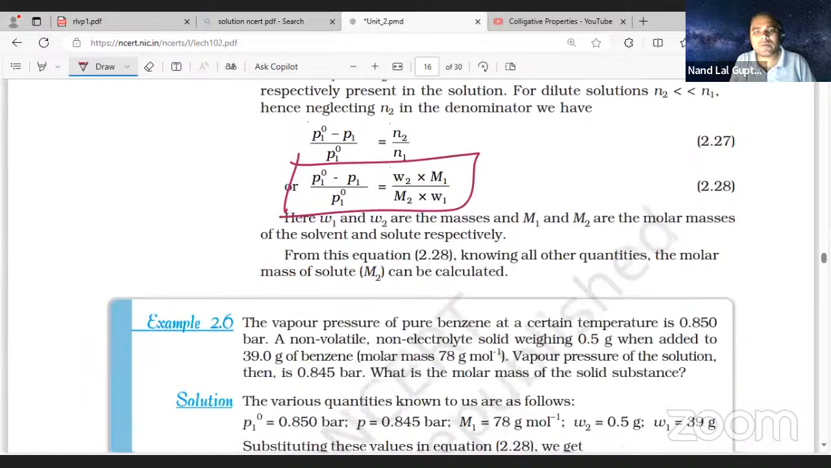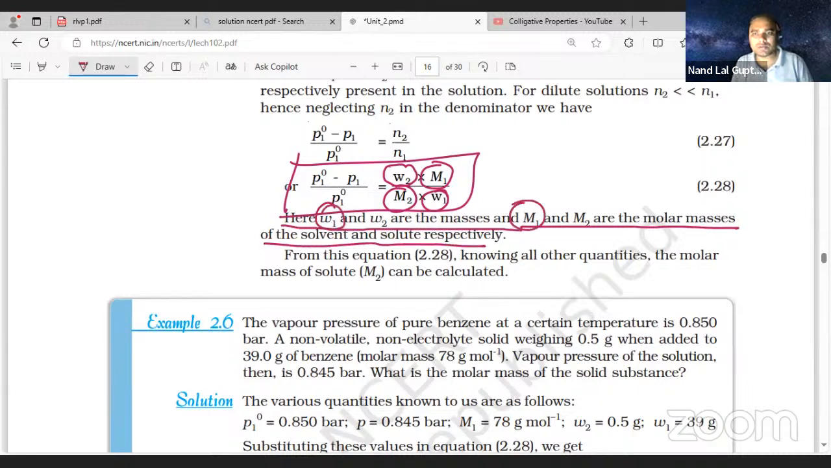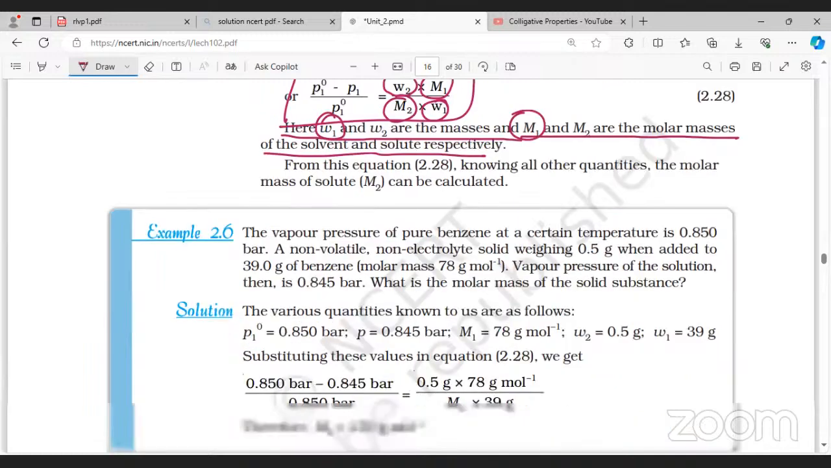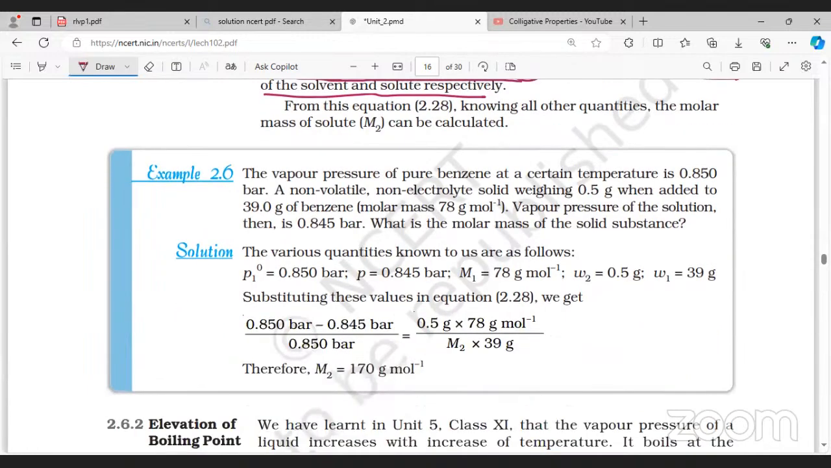So what is M2? W2 is the given mass of solute. M2 is the molar mass of solute. M1 is the molar mass of solvent. W1 is the given mass of solvent. So here, W1 and W2 are masses, and M1 and M2 are the molar masses of the solvent and solute. Here 1 is the solvent and 2 is the solute. I am telling you once more because you may forget these things.